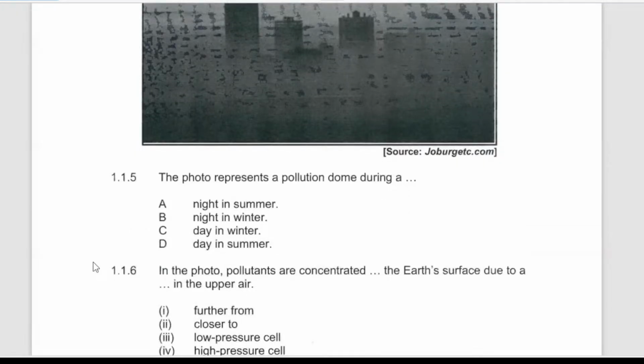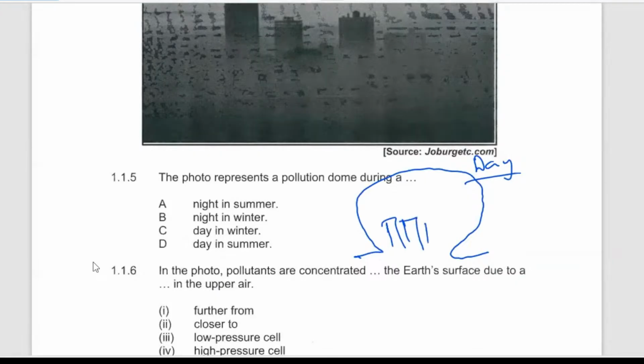So by analyzing the situation, I will try to illustrate before I answer the questions. We have a situation of our pollution dome during the day. How does the pollution dome look during the day? If you look at the shape of the pollution dome, it portrays a shape like this one. Our built-up area is here, and the concentration of pollutants will have a picture like this. Our pollutants will be high in the upper atmosphere.